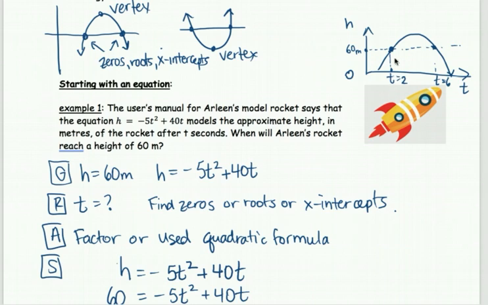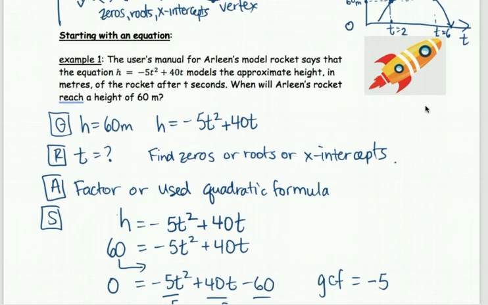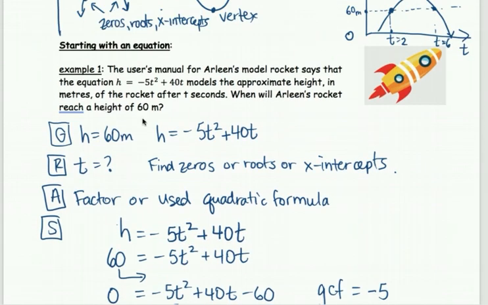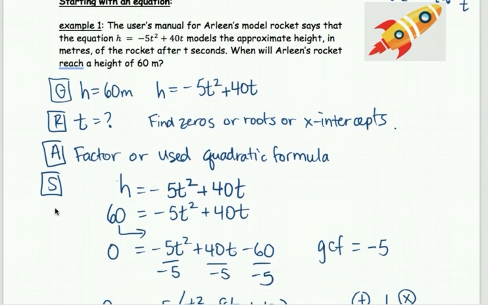So it makes sense to have 2 because the rocket went up. It was at 60 meters when it went up, then it went higher than 60 meters, and when it came back down, it hit 60 meters again, and then went back down to the ground. All right, so now you're on the fourth statement. When will Arlene's rocket reach a height of 60 meters?